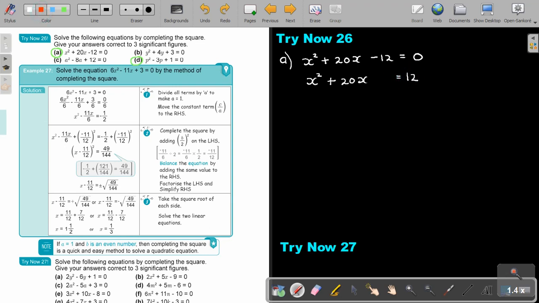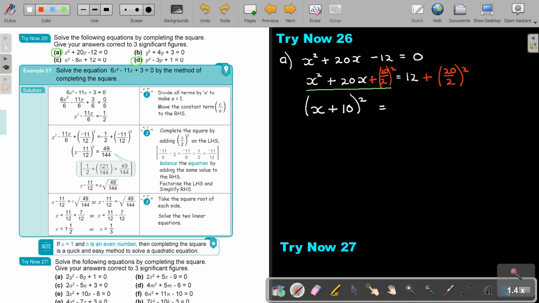Okay, now I'm going to add, always add, and I take this coefficient, I divide it by 2 and I square. And whatever I do on one side, I also do on the other side. And now don't forget, this is now a perfect square. So if I do it, I'm going to say x plus, and now I'm just going to take the square root of that one. That's going to be 10 squared, and I simplify this side.